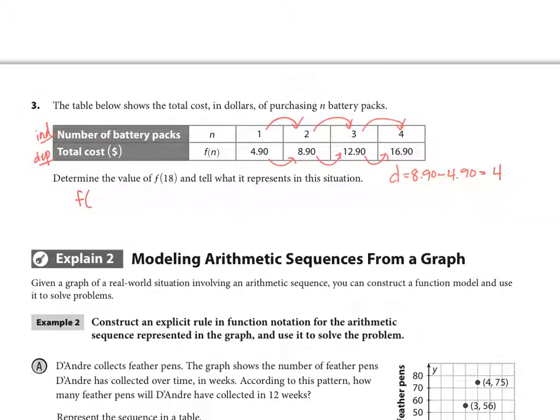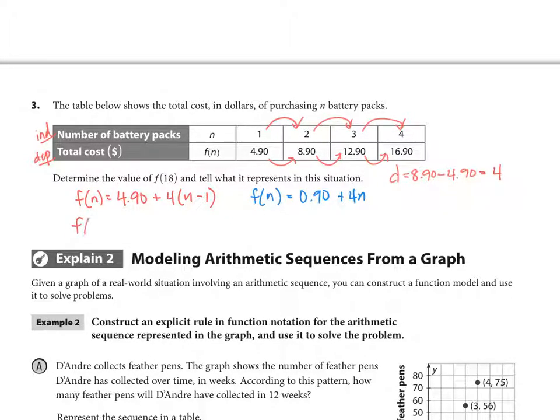So my function is going to look like this. Oops, that's the wrong one. So I have f of n equals $4.90, because that's for one battery pack, plus I'm going to add $4 times n minus 1. And again, since I showed you on the last one, another alternate function that we could write is f of n equals 0.90 plus 4n.